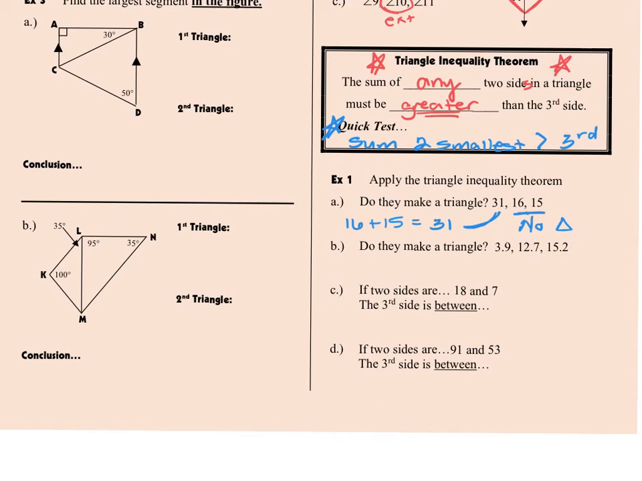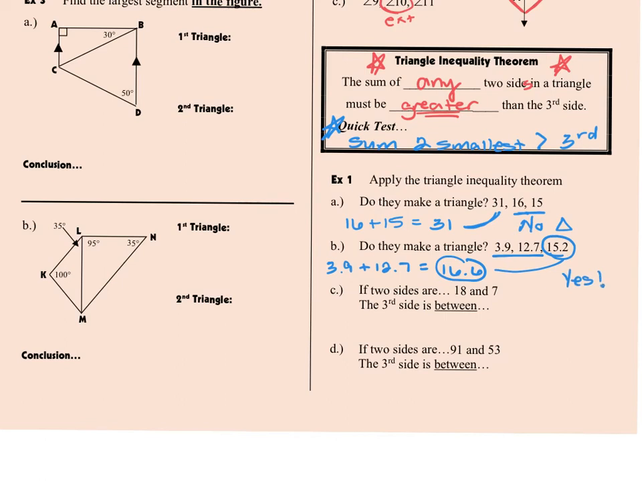Now, on the next one, again, we're going to find our two smallest sides, and in this case, our two smallest sides are the 3.9 and the 12.7. So I'm going to add those together, 3.9 plus 12.7, and I can see that is going to equal 16.6, and 16.6, when I compare that to the 15.2, does make a triangle. So this would be a yes.